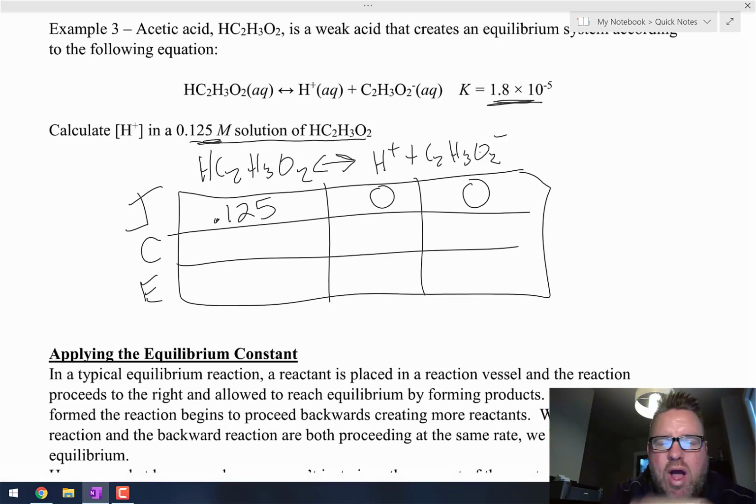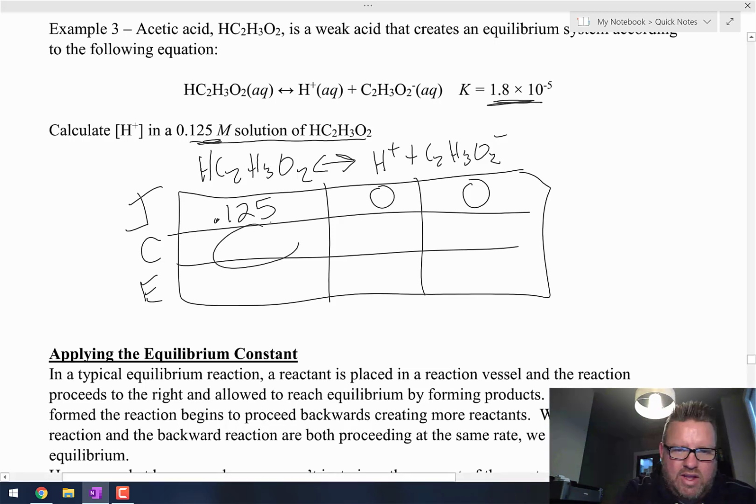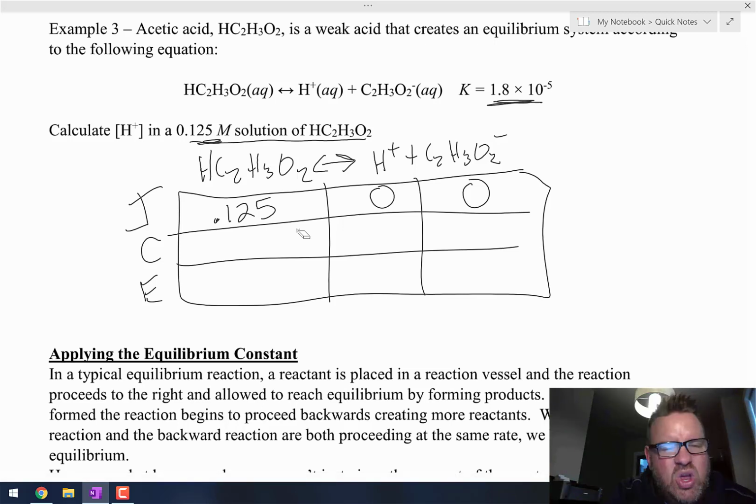Now, the fun part is here. We don't know how much they're going to change, but we know there's a relationship based on the stoichiometry of the balanced equation. We know that the acid is going to go down by a certain amount. We just don't know by how much. So what do you do in math when you know it's going to change by a certain number, but you don't know what number it is? You use the letter X. So here I'm going to say this is going to go down by X.